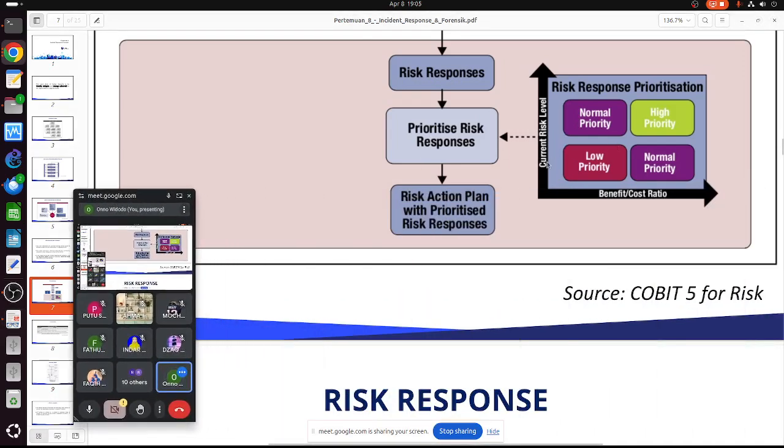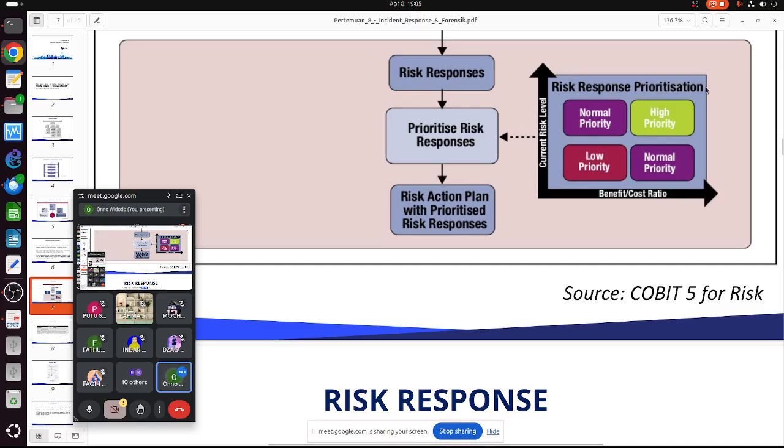Here we have risk level and cost benefit ratio. Basically, if the risk level is low and the cost is low, it's low priority. If the risk level is high and the cost benefit ratio is low, it's normal. If the risk is low and the cost benefit ratio is high, it's also normal priority. So we have normal priority and low priority.